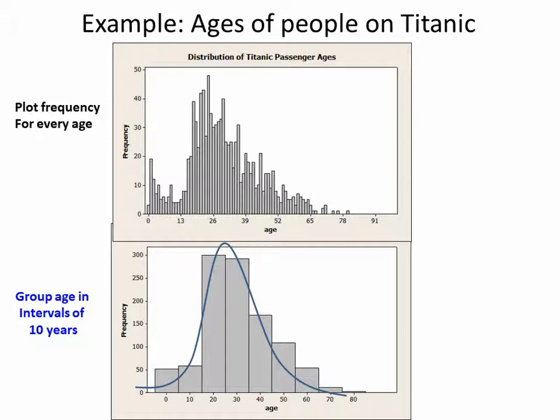So what am I going to do? Well, I'm going to bin them in 10 years. I don't really care if there was someone that was 3 years old on the Titanic, right? 0 to 10 is a reasonable age range. So I'm going to count the number of people from 0 to 10, from 10 to 20. I think here it's probably 0 to 5, 5 to 15, 15 to 25. And I'm just going to plot those frequencies. And now you can see this looks more like a smooth curve. In my mind's eye, I can draw this smooth curve, right? So this is where we're going with this.